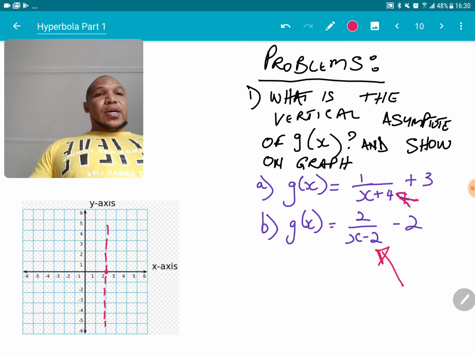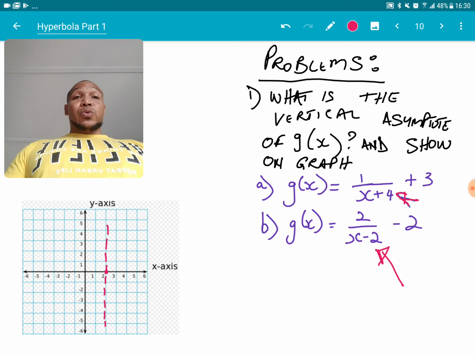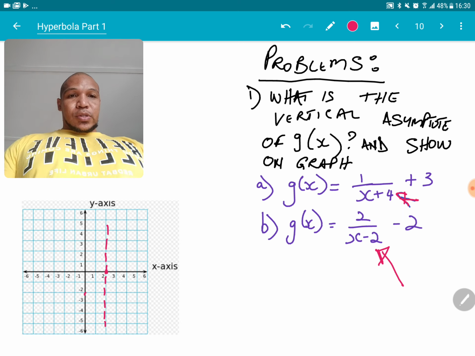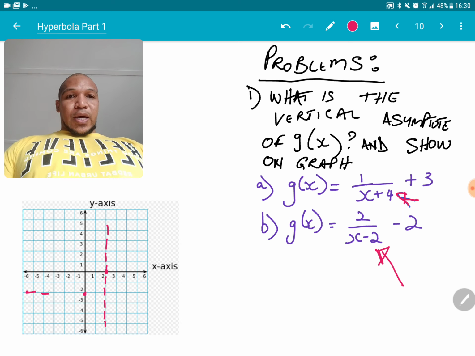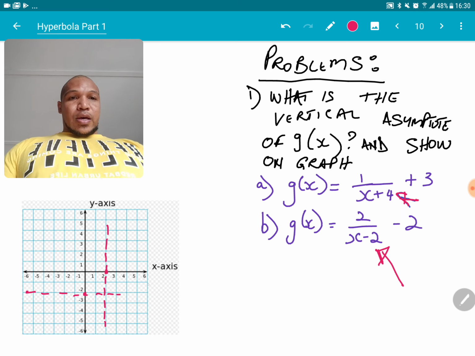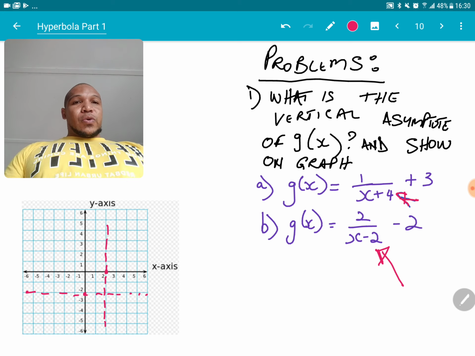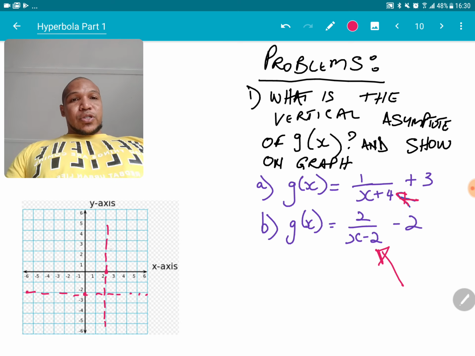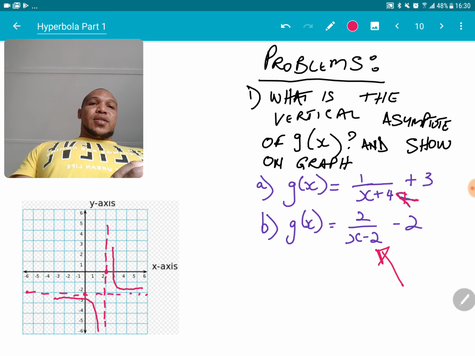Just for interest's sake, let's check quickly what would be my horizontal asymptote of this equation here. Negative 2. There's negative 2, and there's my asymptote. So this line and this line become my new axes. And now we can check where the graph will lie. It's positive, so it will lie in quadrant 1 and quadrant 3.